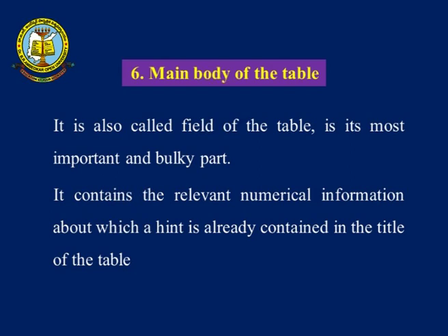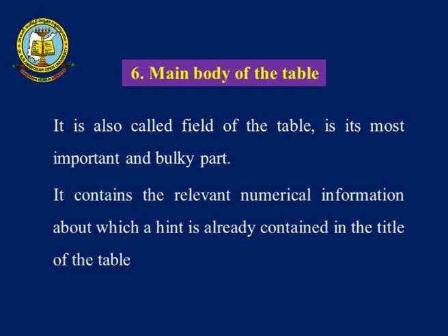It can be divided into more than one subhead. That is why captions are also very important. This is also one of the foremost important features in tabulation. Now, coming to the sixth one, the main body of the table. This is the foremost important thing. It is also called the field of the table.